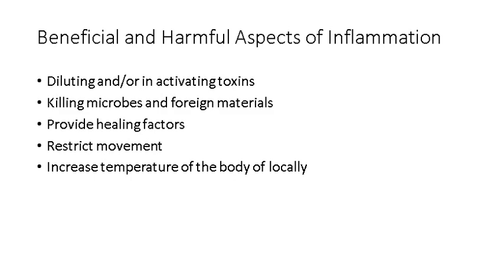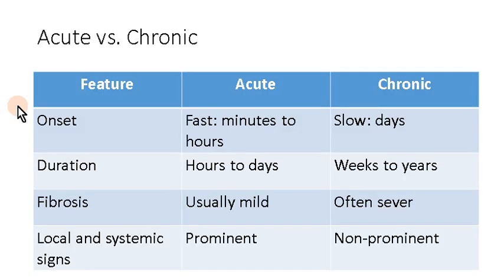So, merong acute and chronic inflammation. So, when we say acute, masyadong mabilis ang onset. So, minutes to hours lang ang onset. Ang chronic naman is slow. So, in terms of duration, yung acute inflammation, hours to days lang yan, and chronic is weeks to years. Now, yung fibrosis naman, or yung scarring, usually mild, and minsan, hindi mo siya makita talaga kasi masyadong maliit. Now, yung sa chronic is often severe.